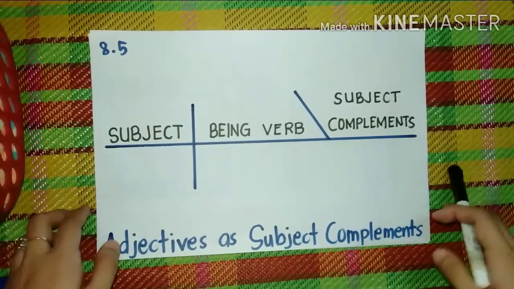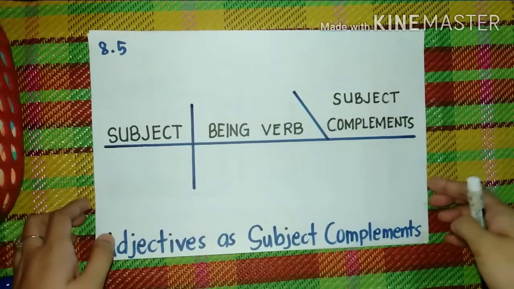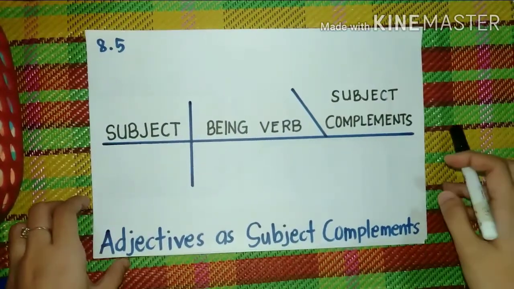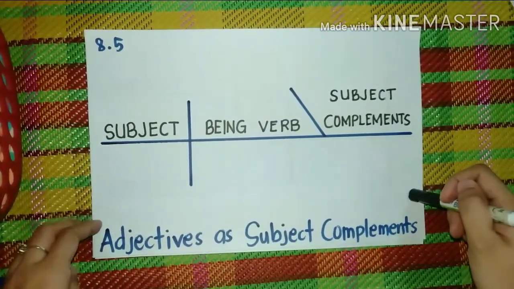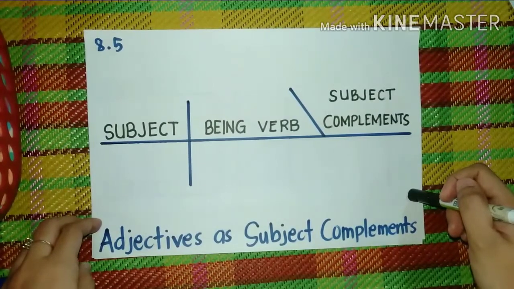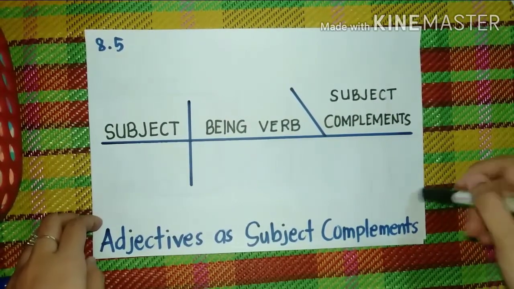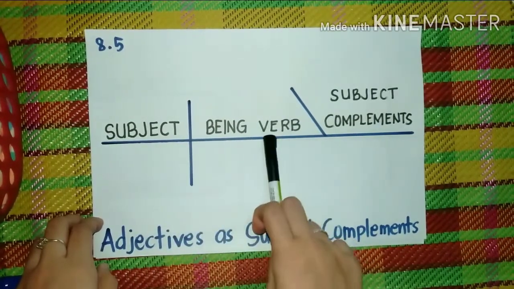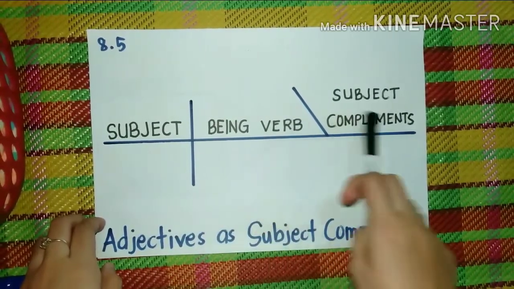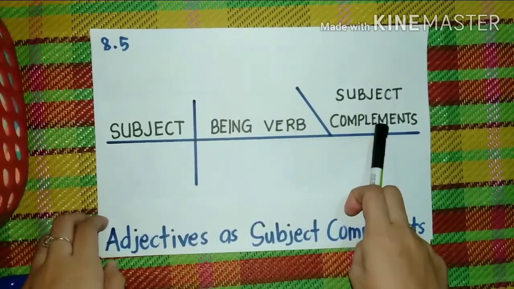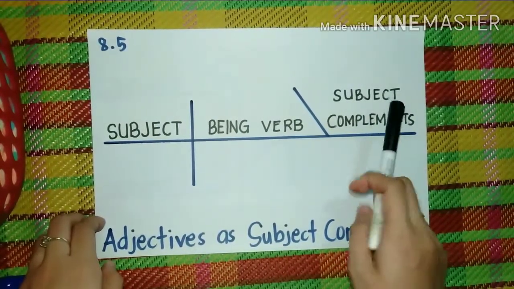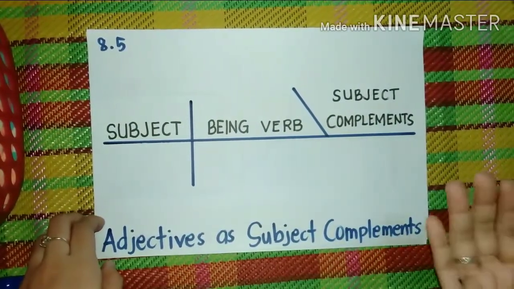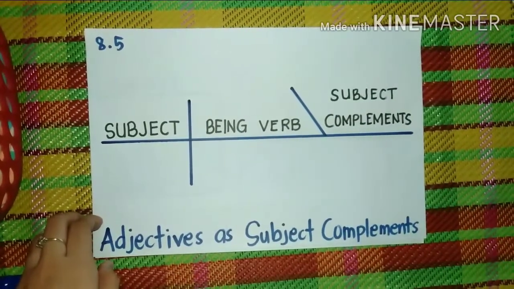Now, try to look at this diagram I wrote here. So this is the basic diagram for adjectives as subject complement. As you can see, the subject is here, the being verb is at this part, and the last part is the subject complement. Now, how does this diagram function?